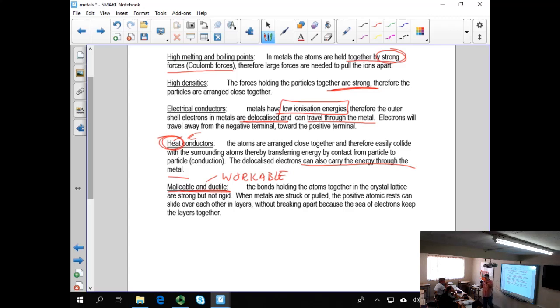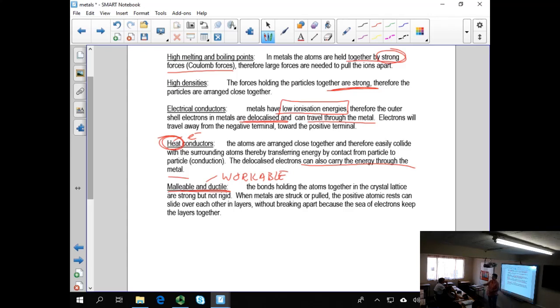Well, very simply, these positive atomic rests are arranged in layers, an orderly arrangement of particles. And between the positive atomic rests, in terms of layers, there are delocalized electrons. So in its simplest form, if I start pulling on a metal, I can make it longer. The reason why is these positive atomic rests can slide off each other without breaking apart because the delocalized electrons maintain the attractive force between the separate layers. Okay, and within a layer as well. So that is ductile.